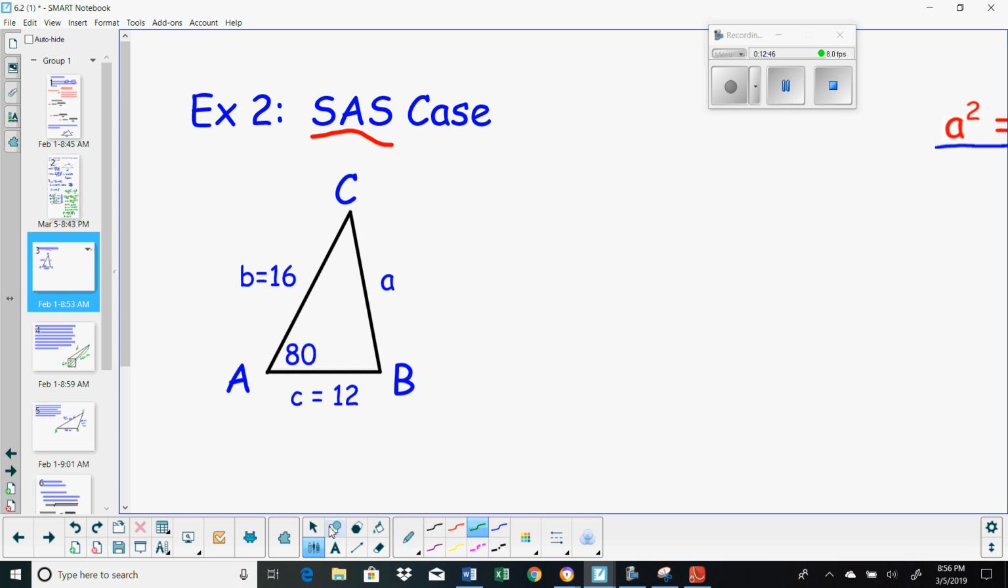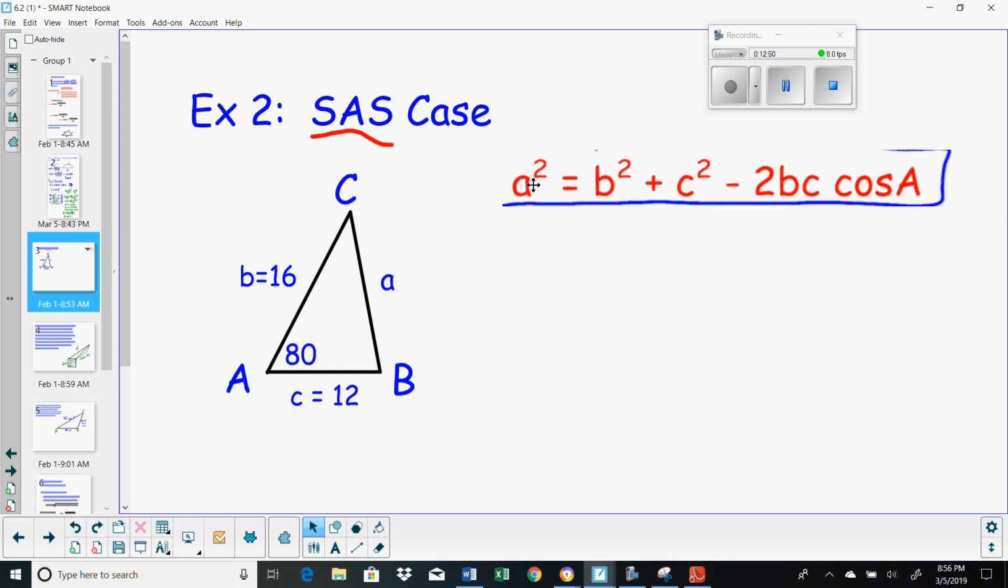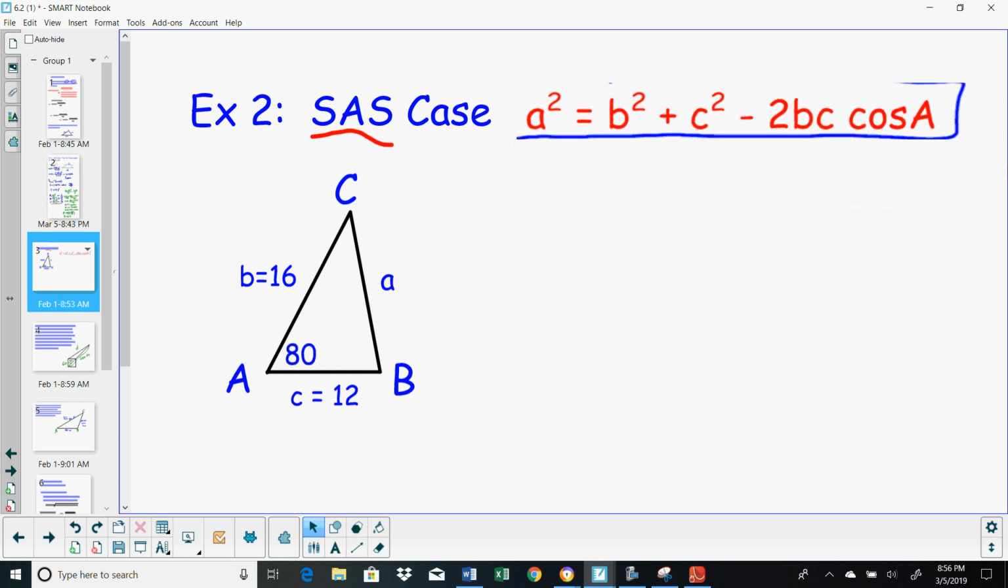And for this one, I think it would be best if we use this form of law of cosines. It's still law of cosines. And so in this case, if we're going to use this, we are going to want to just plug in 16 for B, 12 for C, and 80 degrees for angle A. So let's test this out.